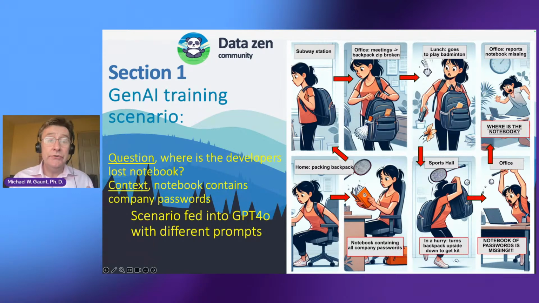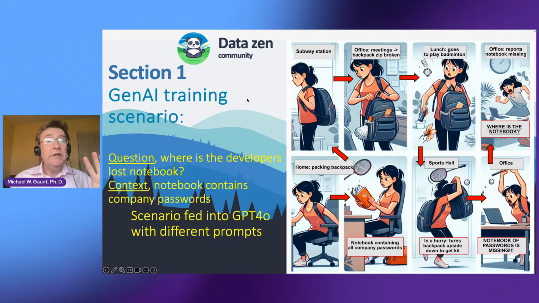The developer goes to the subway. They go to a meeting. They go to their office. They go to a meeting. They come back and they see that their backpack zip has broken. So it could have broken anywhere. They don't think anything about it. They go to lunch, and over lunch, they play badminton, taking their backpack with the orange notebook and the badminton equipment. They're in a hurry in the sports hall. So in the changing room, they tip their backpack upside down to get all the equipment out. Play badminton, come back to the office, notice their notebook is missing, and then they report the notebook as missing.